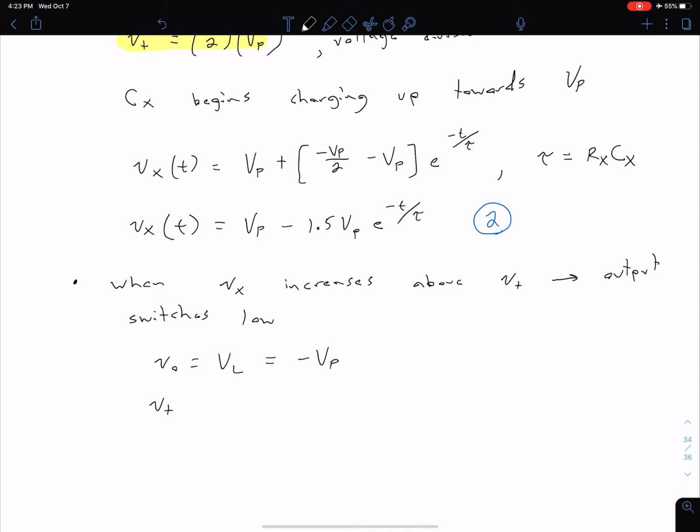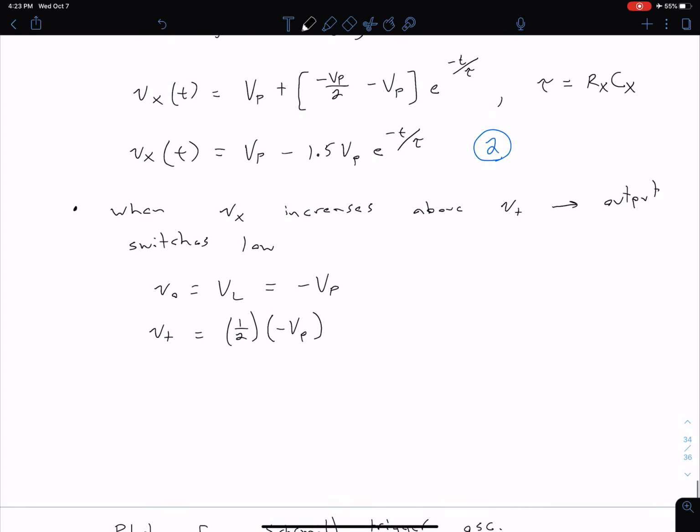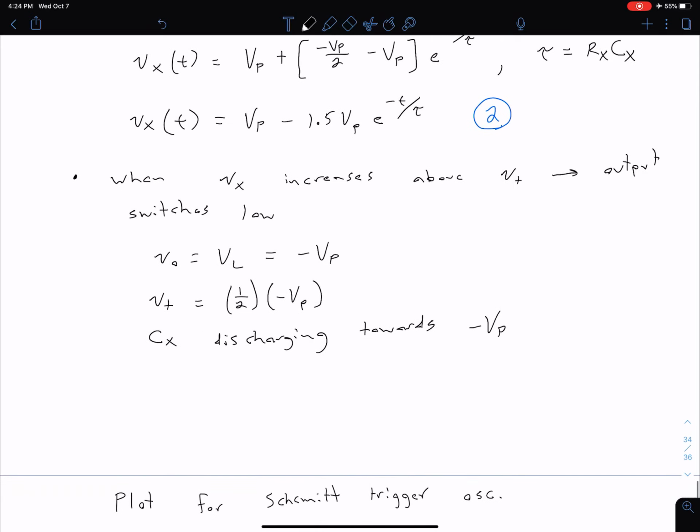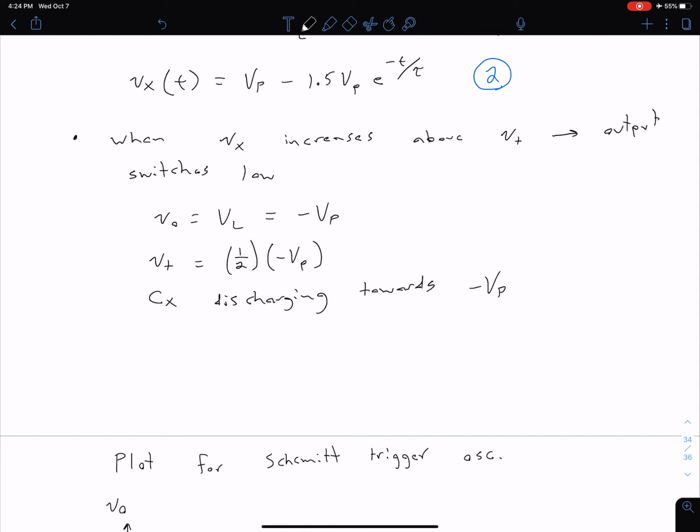Our V plus is going to go back to being 1/2 times negative Vp from voltage division. And our Cx is now going to be discharging. So our Cx is discharging, and it's going to be discharging towards negative Vp. We can also think of that as charging up towards a negative voltage. In terms of saying charging, discharging, it's maybe easier to just write it in terms of the equation.